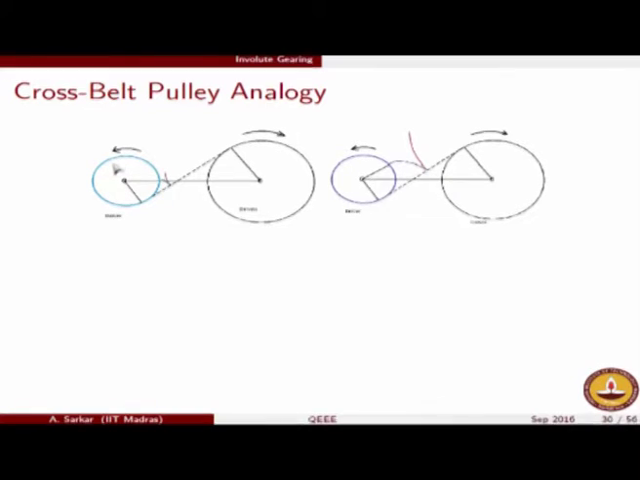So therefore, if I put something like a pencil on this point on the cross belt, and we put a sheet of paper which is fixed to the driven pulley, and therefore rotates along with the driven pulley, then on that sheet of paper we will see that this point will trace out this curve which is shown in blue in both the figures, and this curve is known as the involute curve, again by definition.